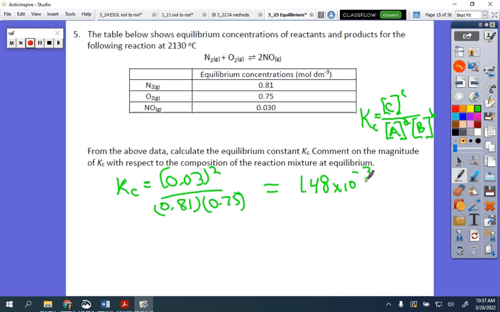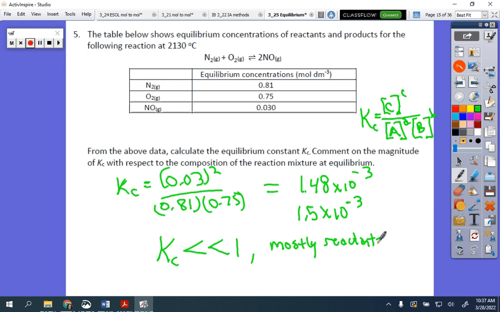Technically, we only have two significant digits, so it would be 1.5 times 10 to the negative third. Because that 0 after the 3 is important. That tells us we have two significant digits there. All right, and then because our Kc is significantly less than 1, what is the composition of the reaction mixture? Mostly reactants or mostly products? Or we could also say that the equilibrium is to the left.